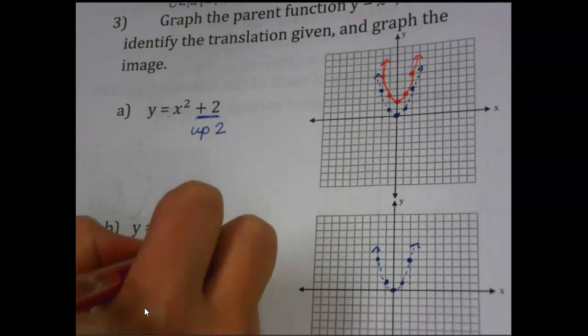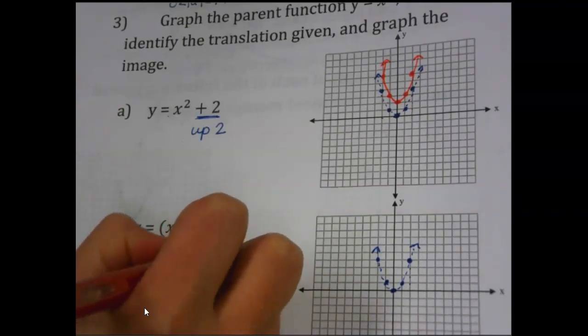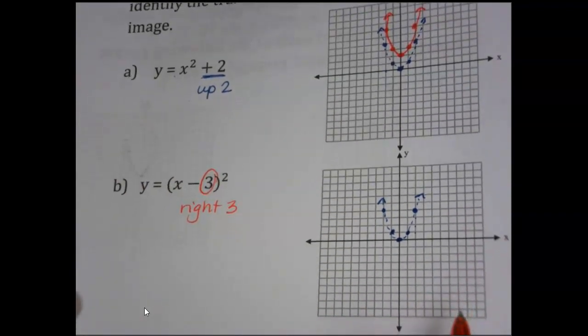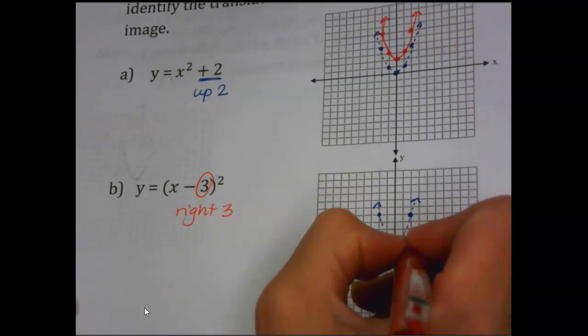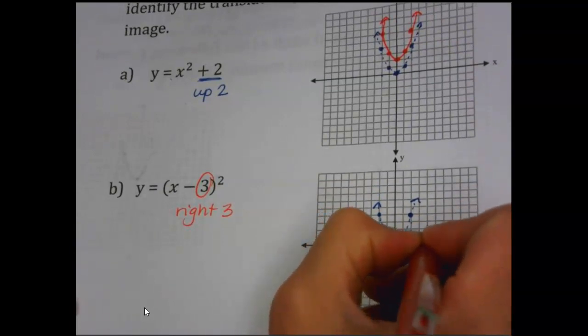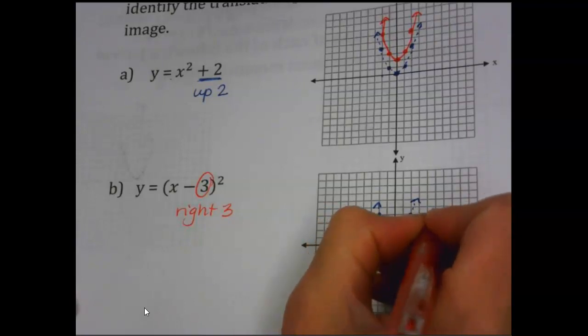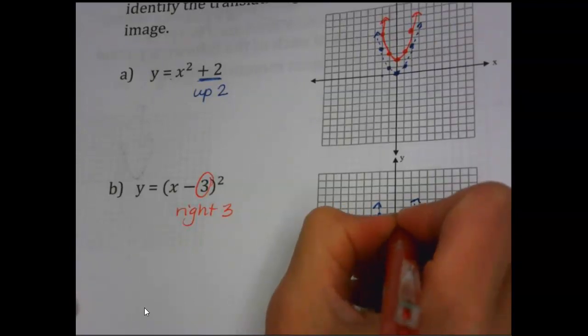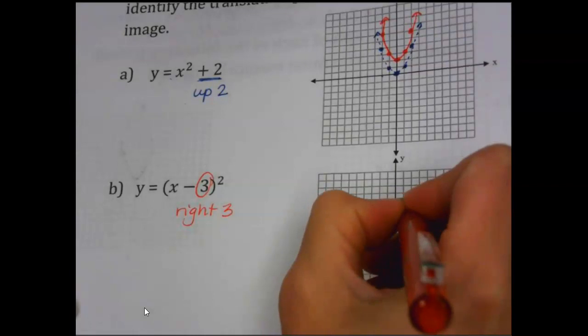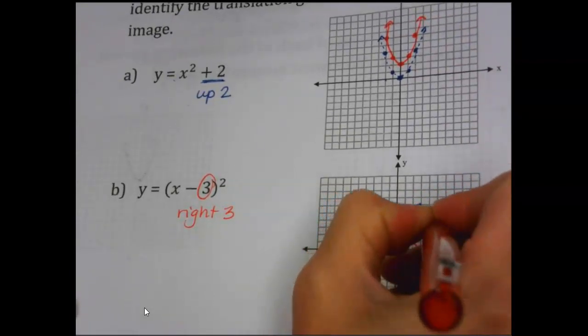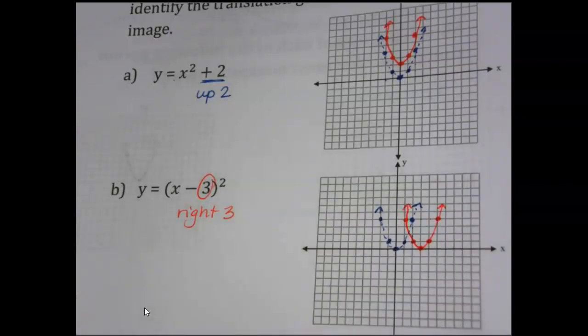So this is going to move to the right 3. All those points that we just graphed, we're going to move them to the right 3. 1, 2, 3. 1, 2, 3. And then we can connect them with a solid line. So notice our parent function has a dotted line, and then our new one has a solid line.